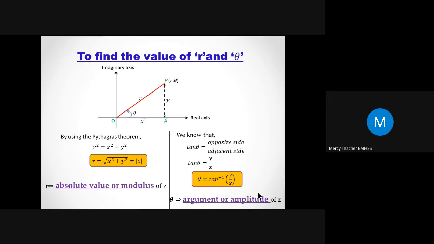Okay, so they may ask you like this: find the argument or amplitude of z. In that case, what you need to do? You need to find the theta. What is the formula for theta? Theta is equal to tan inverse of y by x. So we found r and theta in this one.